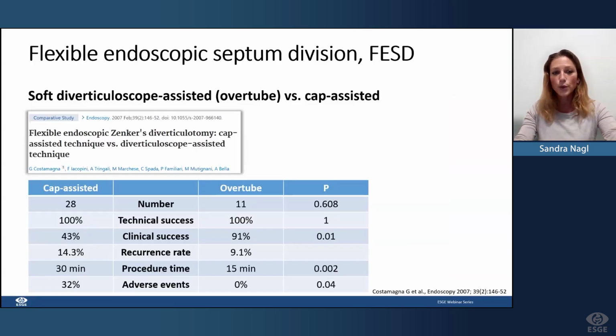And why is this important? Because when you compare the use of a cap assistance versus the use of an overtube with this technique, and this has been a retrospective study with a small number of patients, anyway, the use of the overtube has been shown to be associated with a higher clinical success, a lower recurrence rate, a faster procedure time, and adverse events of 0% compared to 32% when you use a cap.